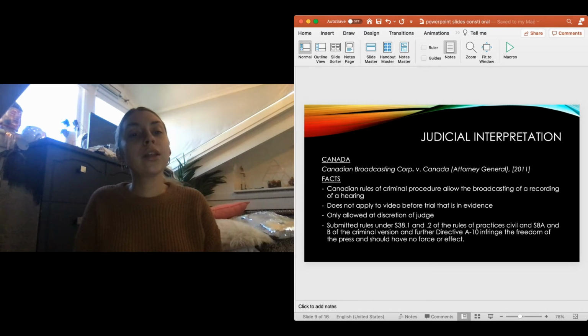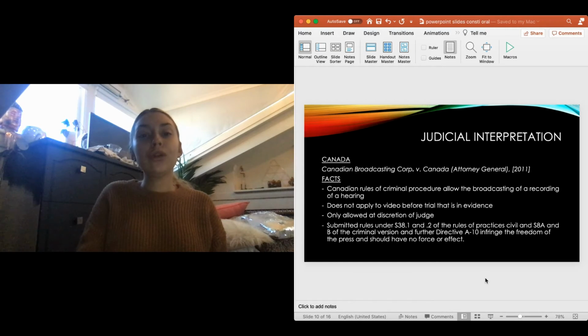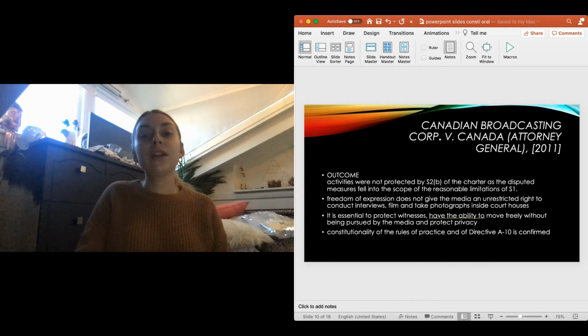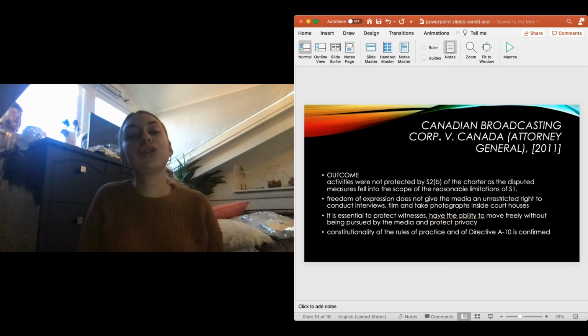It was submitted that the rules under Sections 38.1 and 38.2 of the Rules and Practices of the Superior Court Civil and Sections 8 and 8B of the Criminal equivalent, and further Directive A10, infringe the freedom of the press and should have no force or effect. The court held that the activities were not protected under Section 2(b) of the Charter, as the disputed measures fell into the scope of the reasonable limitations of Section 1.